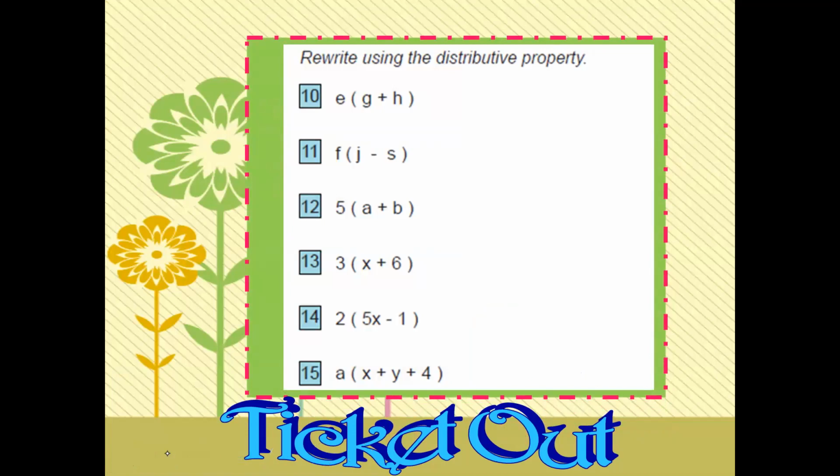Your exit ticket are these questions right here. Rewrite using the distributive property. I'm going to go ahead and do the first one with you guys. If I multiply this in, I will get Fj minus Fs. If I were to go ahead and do number 14, I will get a 10x minus 2.